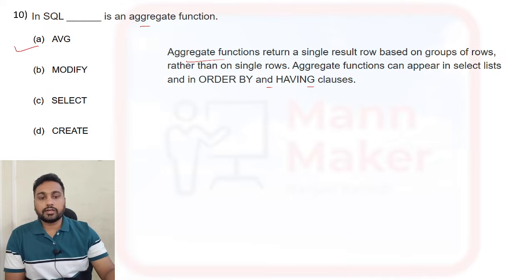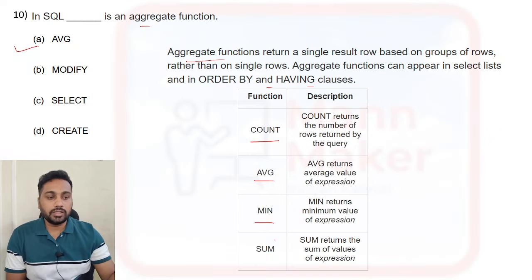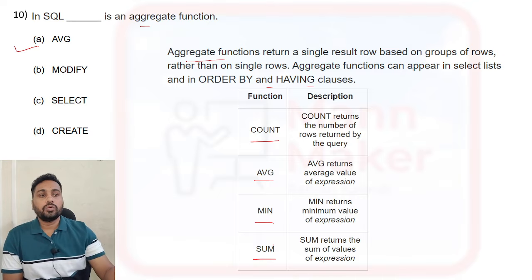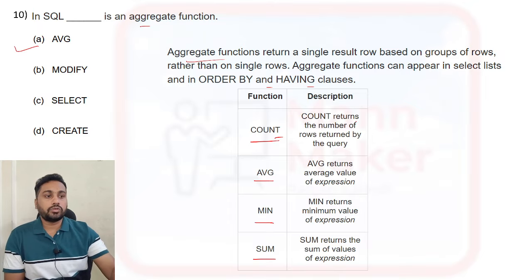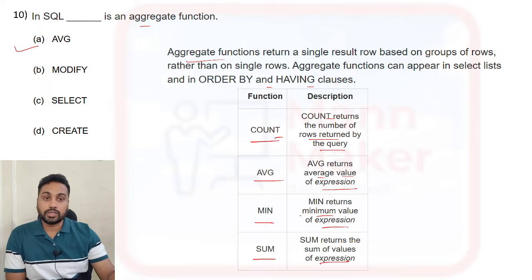Some more aggregate functions we have, like COUNT, AVG, MIN, and SUM, which will return a single result row. COUNT returns the number of rows returned by the query. AVG returns the average value of an expression. MIN returns the minimum value of an expression, and SUM returns the sum of the values of an expression. Okay, so these are aggregate functions. Just remember these are aggregate functions in SQL.